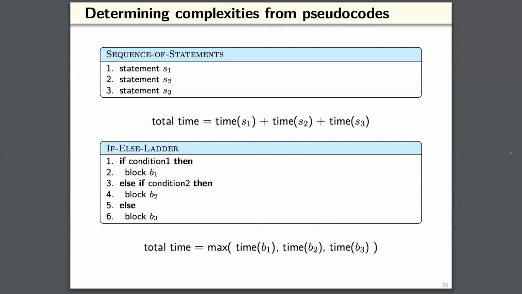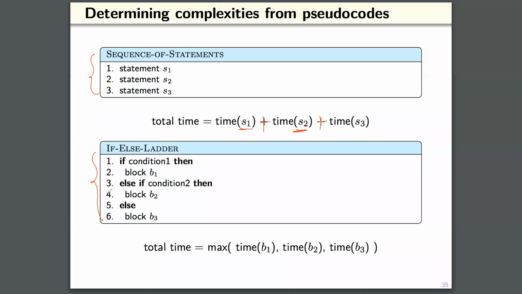Next, determining complexities from pseudocodes. This is very simple. We will see some basic patterns. First, a sequence of statements, suppose 3 statements or n number of them. The time taken for the first statement, the time taken for the second statement, you keep on adding all these times. That's the total time for this code segment.